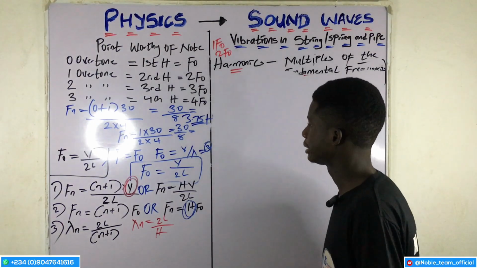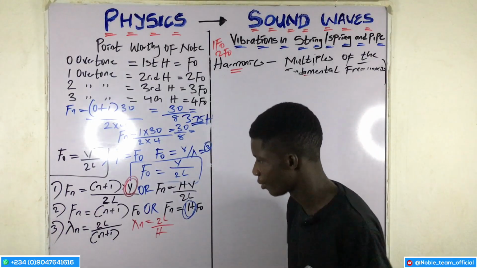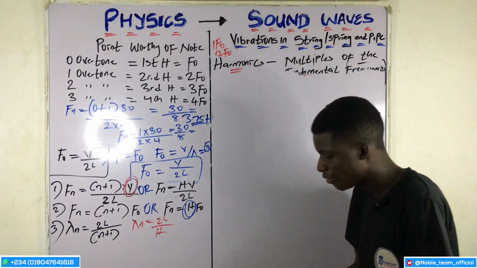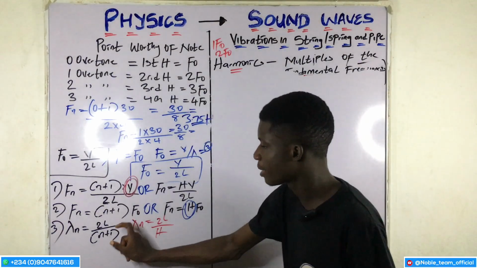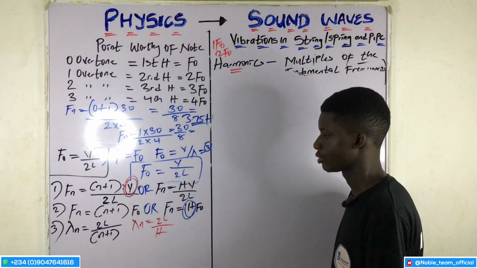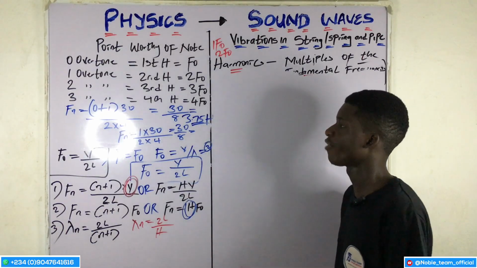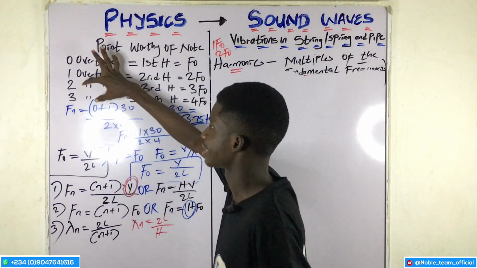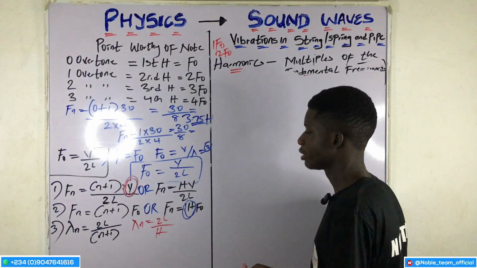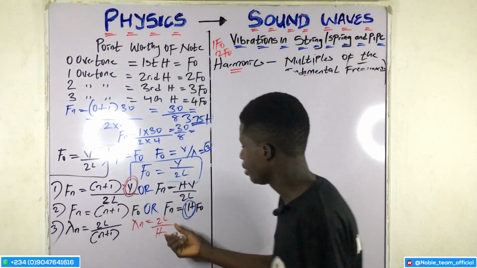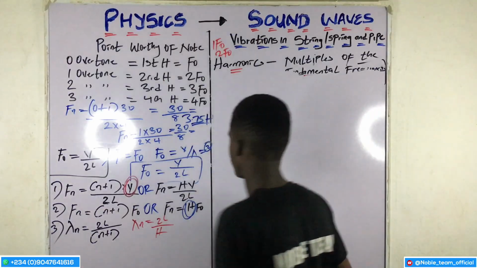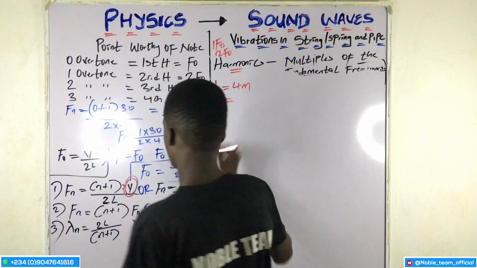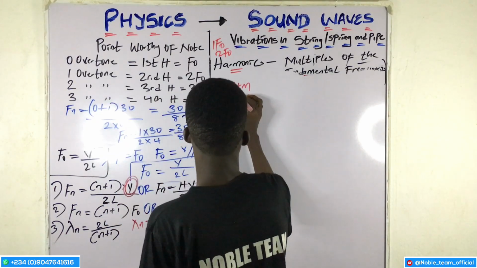All right, so we are back. Now I said let me explain this. Imagine that you have been asked to get the wavelength, and your overtone number is given as 3. Let me use 3 this time around. I've used 0 before. The overtone number is 3. Then we should get the wavelength, where our length is 4 meters. Our n, which is the overtone number, is 3.